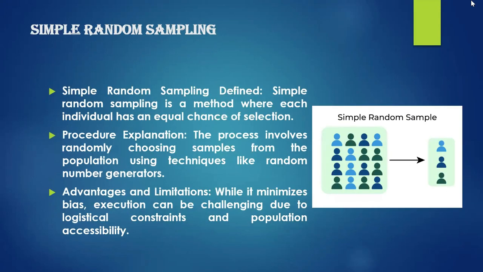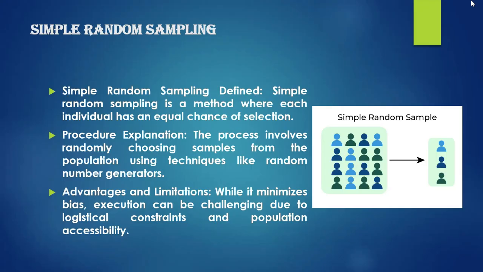Now, let us see various classifications of sampling in probability sampling. The first one is simple random sampling. In simple random sampling, each element in the population has an equal and independent chance of being selected.